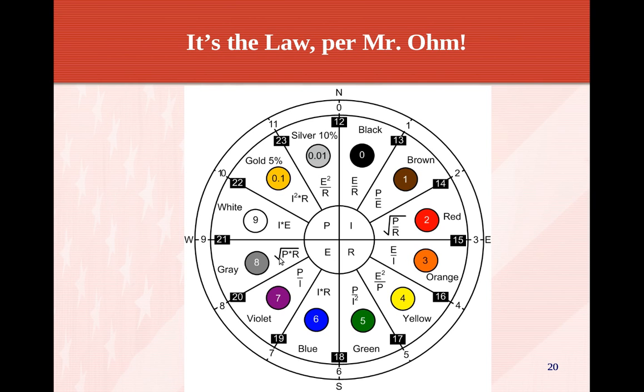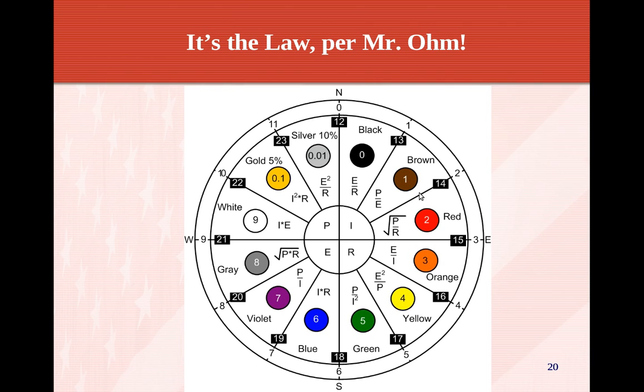E is equal to the square root of P times R. E is equal to P over I. E is equal to I times R. So that is the full magic circle. You don't have to memorize this. I would memorize the PIE one, the P-I-E, and the EIR one. Those are the only two you need to know for this test.